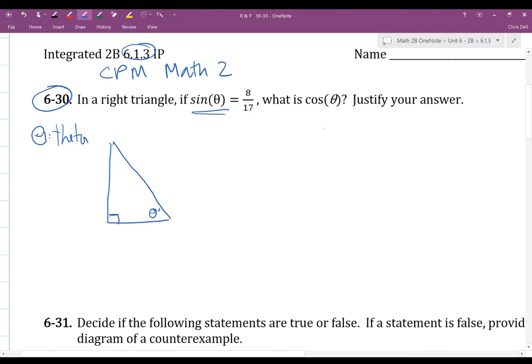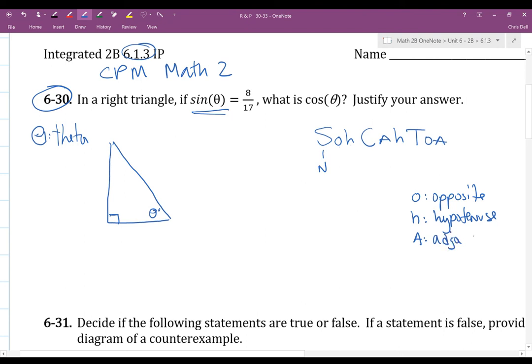Well, a little review, if you haven't learned this: SOHCAHTOA. What does SOHCAHTOA mean? Remember, the sine is always the ratio of those two, where O represents the opposite, H represents hypotenuse, and A represents adjacent. And what does that mean?